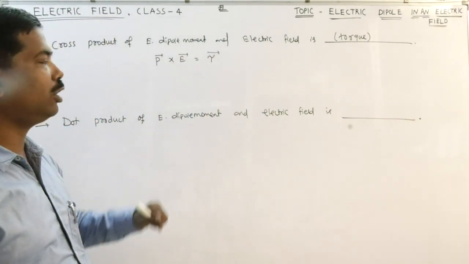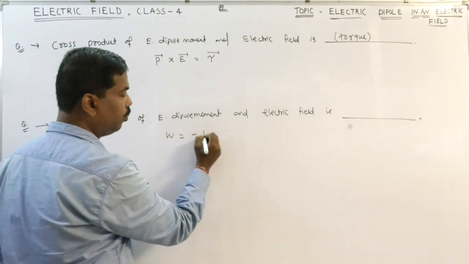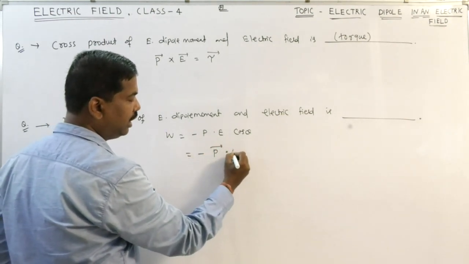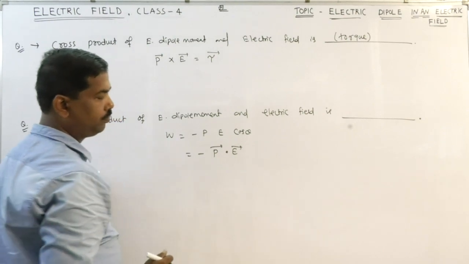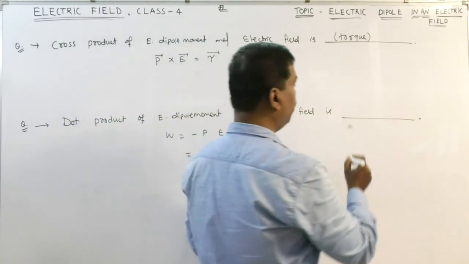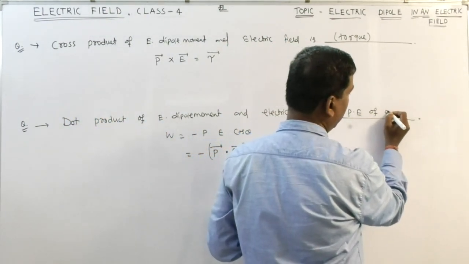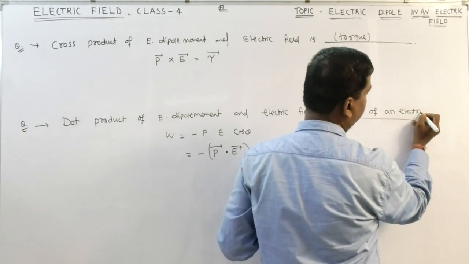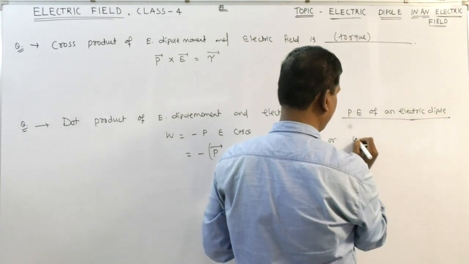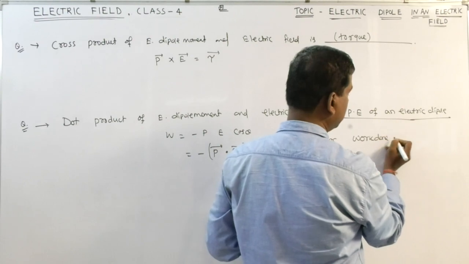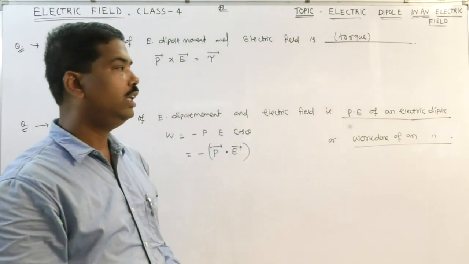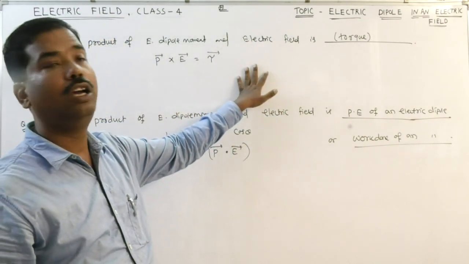But whenever the question is the dot product of electric dipole moment and electric field, as we know that W is equal to minus PE cos theta, we can write it as minus P vector dot E vector. Clear? It means the dot product is the work done or the potential energy of an electric dipole. Clear? So in this topic we shall discuss a lot of things about the electric dipole.